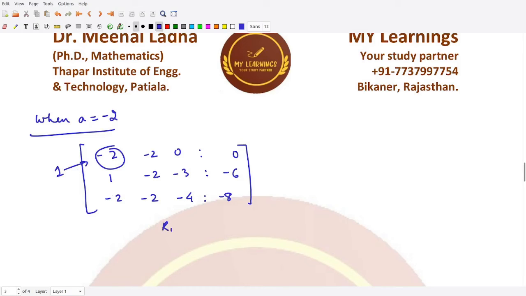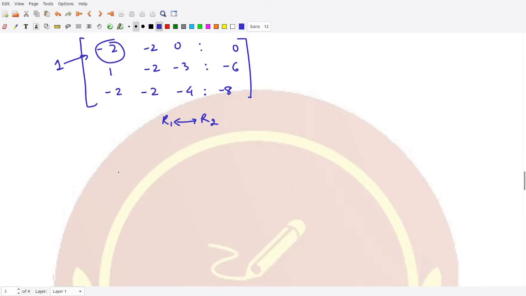We could apply the operation that we can exchange row 1 with row 2, because here in row 2 we have the element as 1. So in place of row 1 we could write row 2, that is 1, -2, -3 and -6, and in place of row 2 we could write row 1, that is -2, -2, 0 and 0, and the third row would be unchanged, so it is like this only, right?